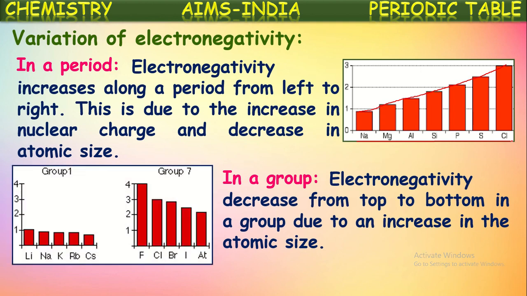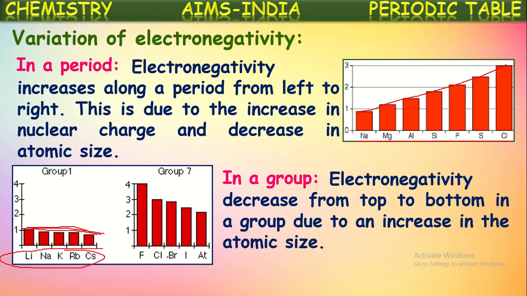You can see an example here. See the first group elements: lithium, sodium, potassium, rubidium and cesium. These are first group elements from top to bottom. We know from lithium to cesium, atomic size gradually increases. Hence, the tendency of pulling electrons decreases. You can see here gradually electronegativity values decreased, isn't it?